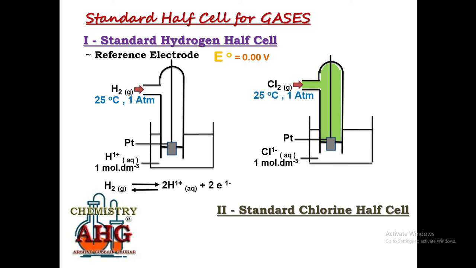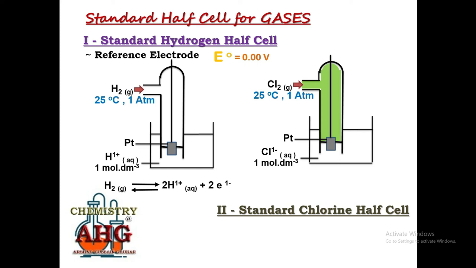Whenever you are sketching this diagram in your exams, there is no need to make it colored. Simply inject chlorine and label that chlorine has been injected at a temperature of 25 degrees Celsius and at a pressure of 1 atm. That's it. No need to make it colored.